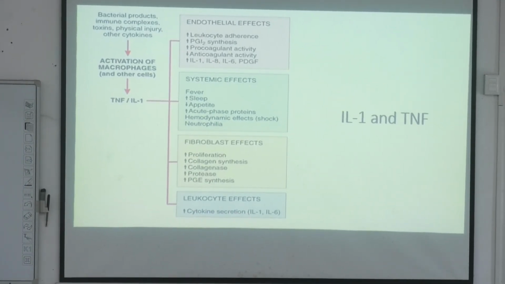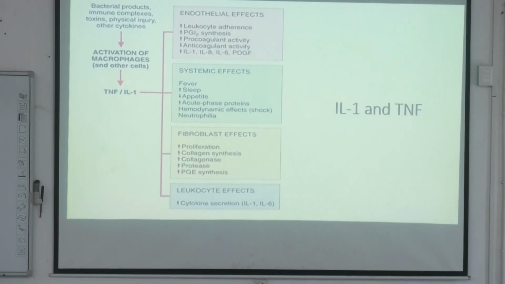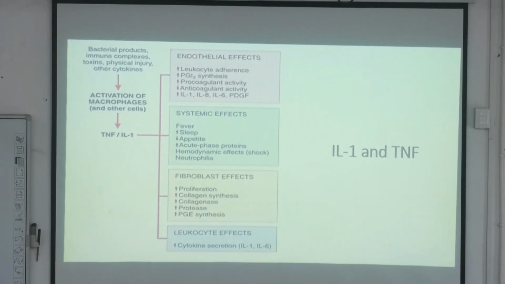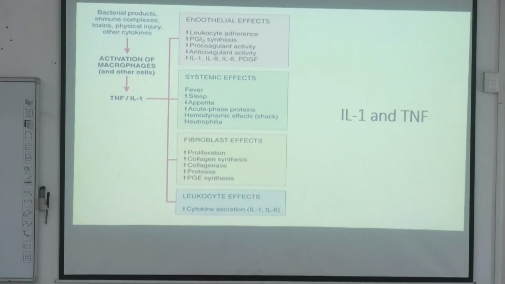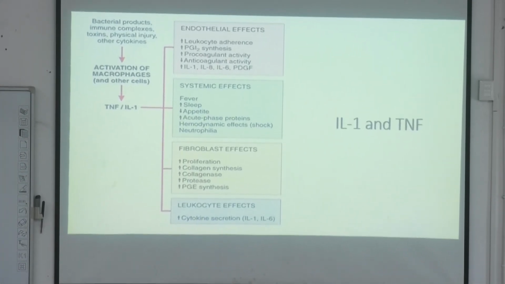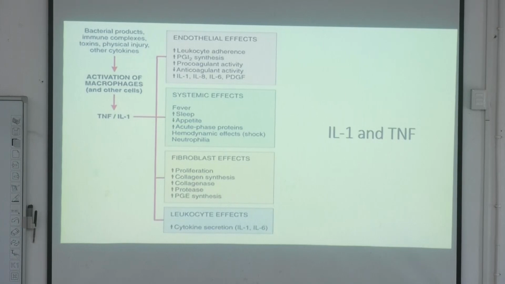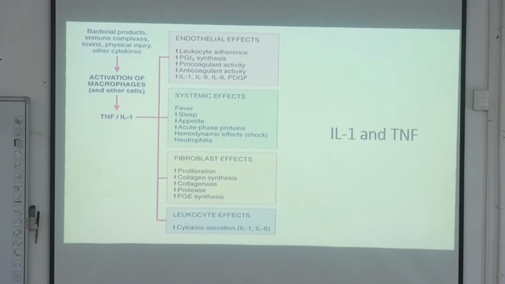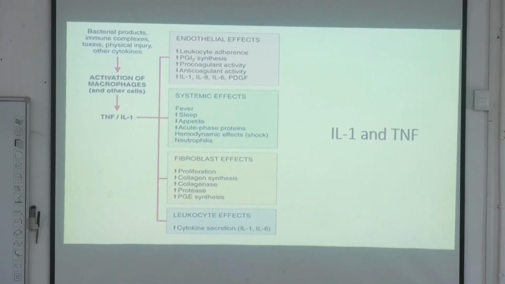So, this is a chain reaction. One cytokine facilitates the release of other cytokines, and all the cytokines have a cumulative effect in our body: systemic effect, fibroblastic effect, endothelial effect, and leukocytic effect. Okay, everybody clear?